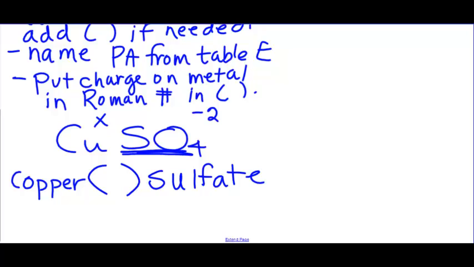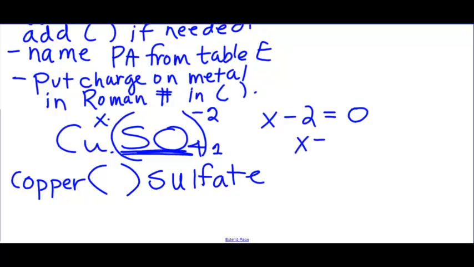But we have 1 copper that's X. How many sulfates do we have? Don't say 4. Good. We only have 1. What makes a sulfate a sulfate is S and 4 O's. This whole thing has a charge of -2, and there's only 1 of those. So we have 1 thing that's -2, and that has to equal 0. So copper's charge here is 2. This is copper(II) sulfate.